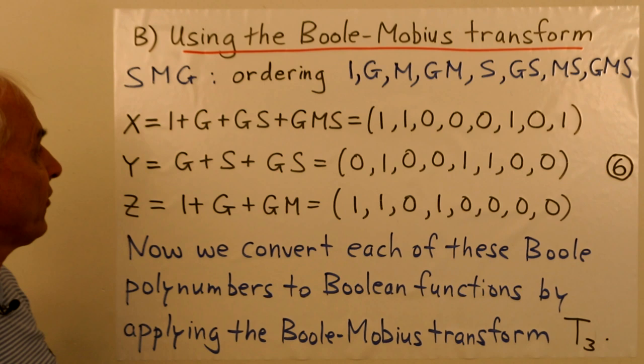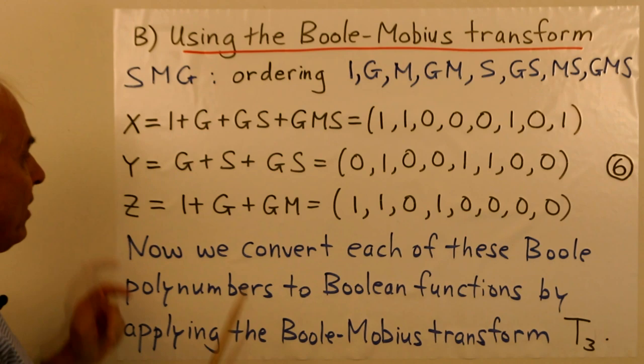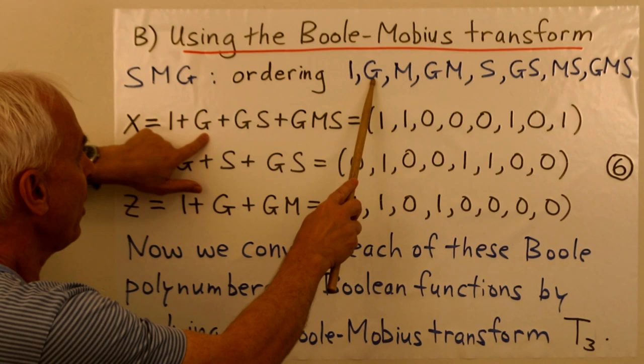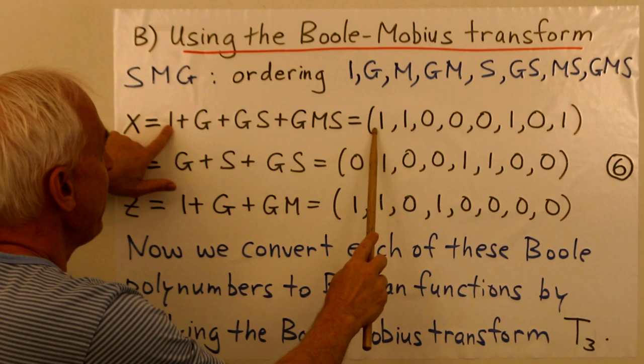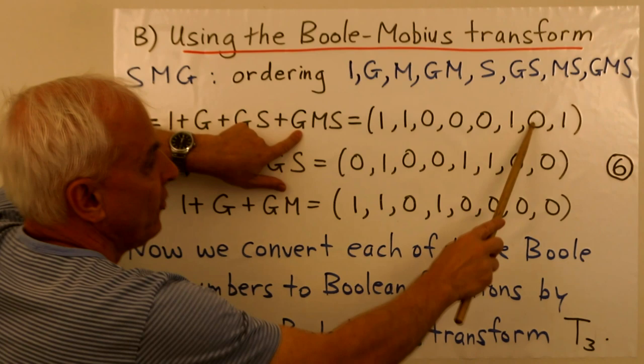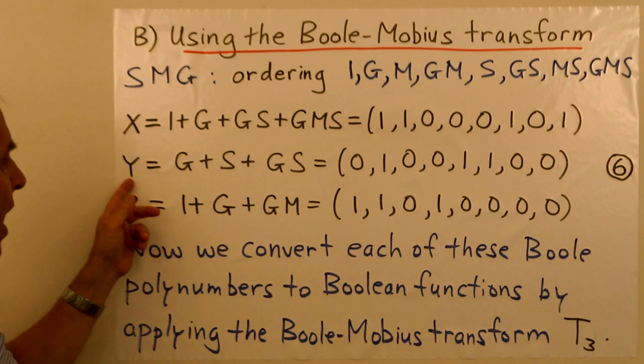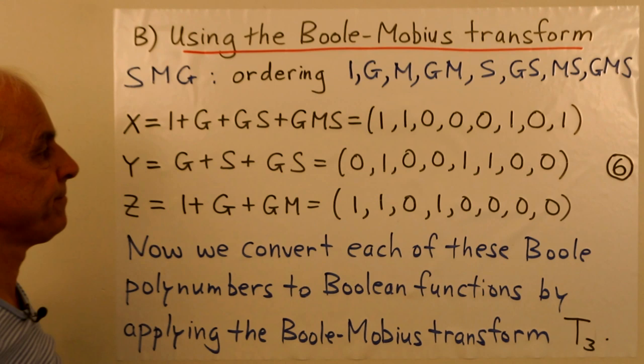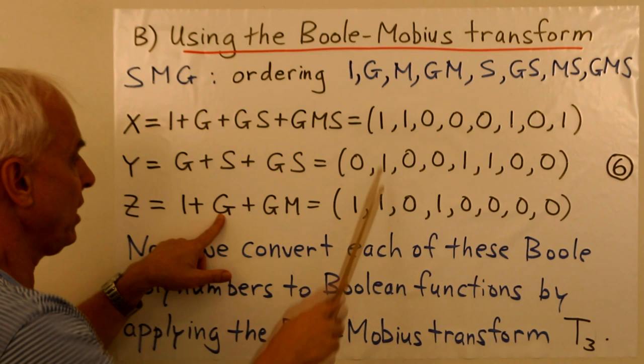Okay, so now we can express our three premises, X, Y, and Z, and here are the Boole polynomials for them in terms of this basis. So X is 1 plus g plus gs plus gms. There's one of these, one of those, one of these, and one of those. As a vector, it corresponds to 1, 1, 1 in this spot, and 1 in this spot, zeros elsewhere, corresponding to the terms which do not get involved. Y, which was g plus s plus gs: we have a g, we have an s, which is that one there, we have a gs, and the rest are zeros. And Z, which is 1, there's a g right there, a GM, which is the fourth one right there, and the rest are zeros.